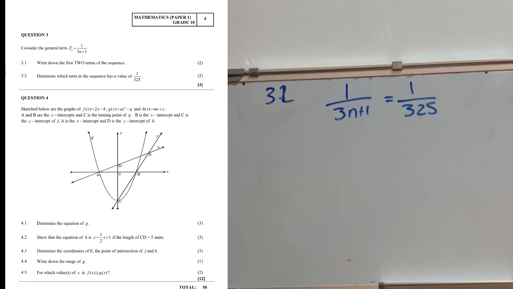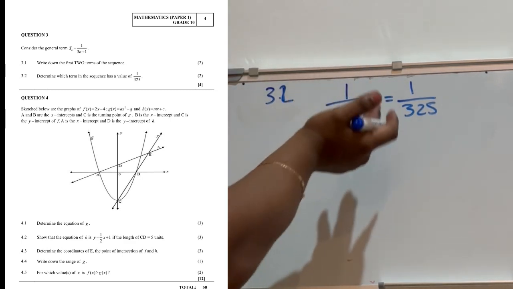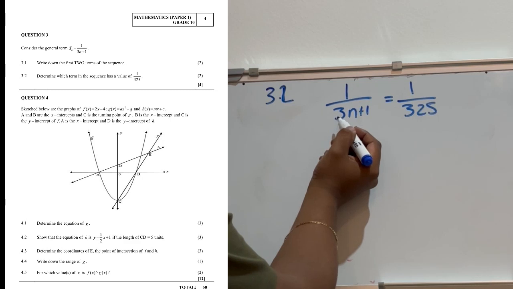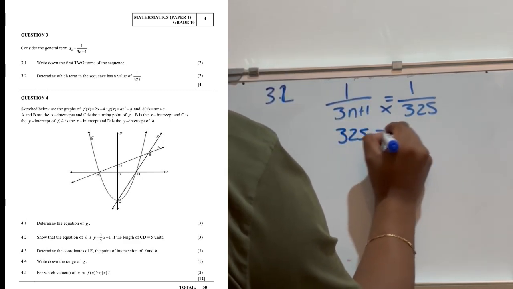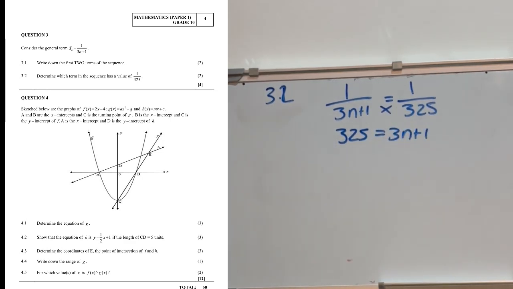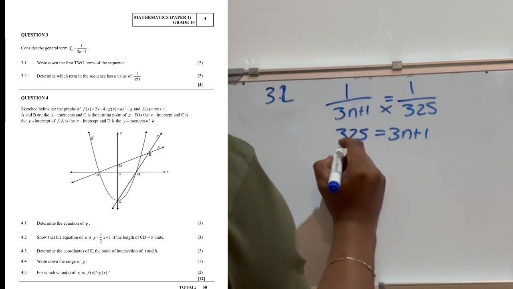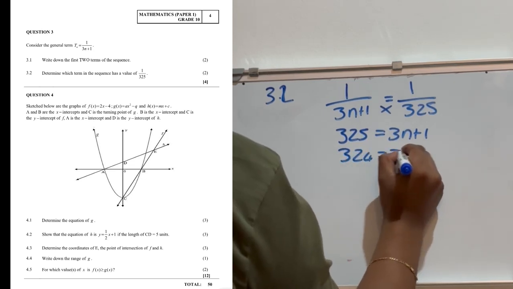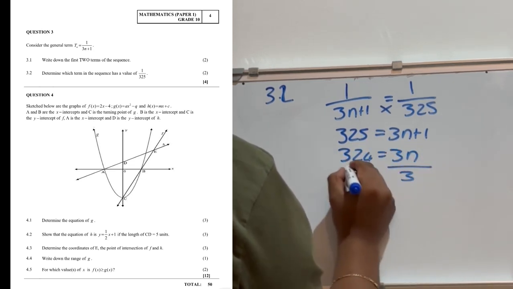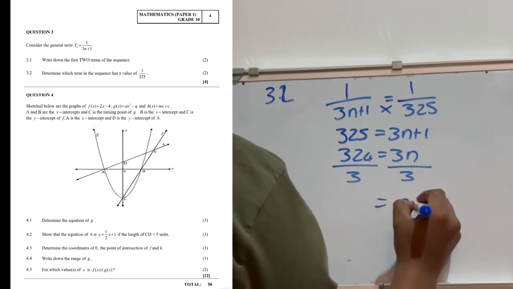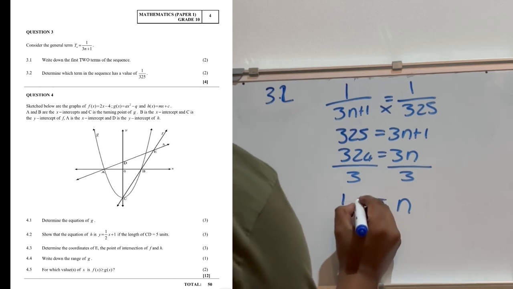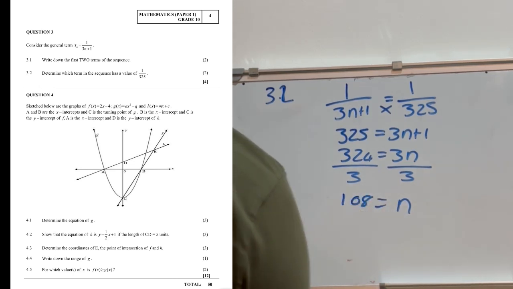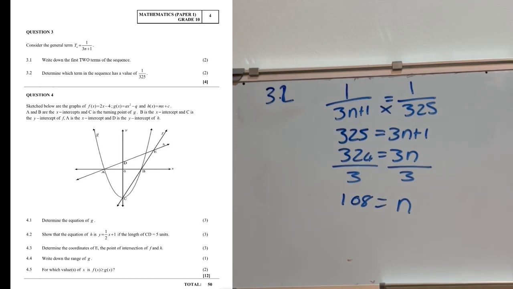So next question they ask, determine for which term the sequence has a value of 1 over 325. When you have it already like this, because this is the nth term, you can just cross multiply this. And that is 325 equal to 3n plus 1. Then take the 1 over, that's 324 is equal to 3n. Divide both sides by 3. And that will give you n is 108. The 108th term will be n.